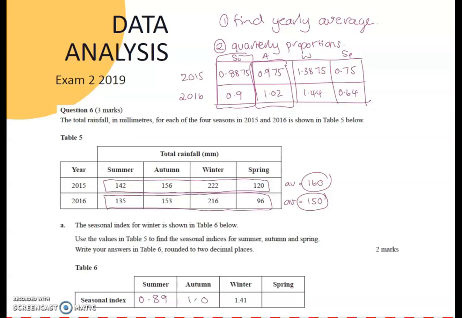Winter, I do a check, and yes, I get 1.41375, so that is correct. I know I'm on the right track. And finally, the index for spring, so 0.75 plus 0.64 divided by 2, so 0.695. And that gives me my 2 marks. So there is a fair bit of work there for 2 marks, but it depends on what they did that year. They may have said 1 error, minus 1 mark, 2 errors, you get nothing. But it's very dependent on the examiners each year.